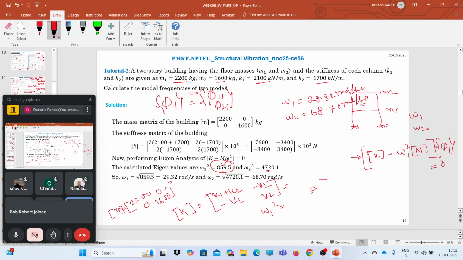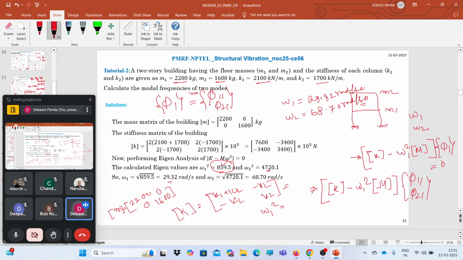Now you can solve it: you have the value of the k matrix, minus omega 1 square times the mass matrix, times phi 1 1 and phi 2 1, equals 0. If you solve it, you will again get two equations, and you need to normalize phi 2 1 to 1, and you can find out the value of phi 1 1, and simultaneously you can plot the mode shape, right?